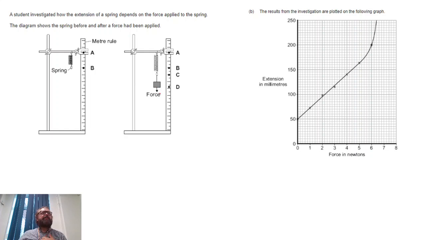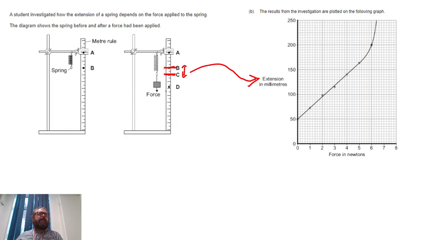we'd be wanting to measure the extension of the spring. It was at B here, and the spring is now stretched, and the equivalent point is at C here. So this would be the extension of the spring, and we could measure it and plot it on the graph over here.